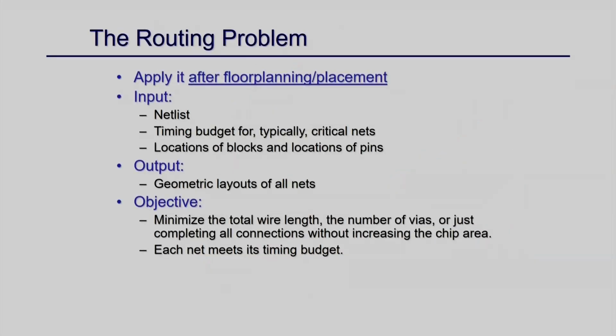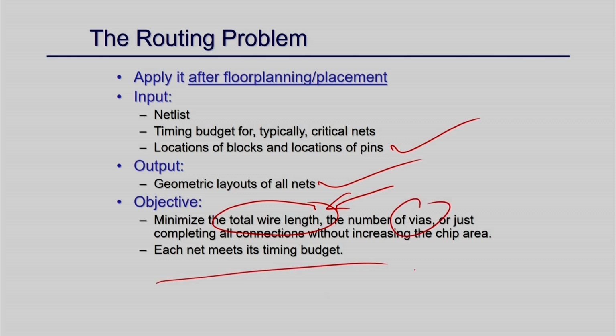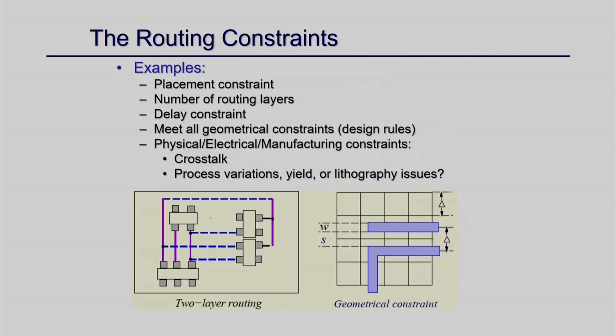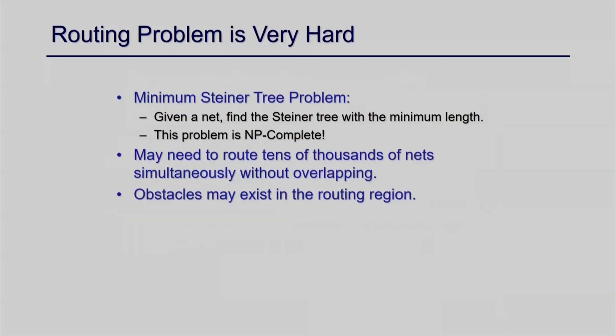So, the routing problem is that it comes after floor planning or placement. So, you have a netlist, that means each component's position, and the timing budget, that is, for each net it should meet this much timing, and the location of blocks or location of pins, and the output is the actual geometric layout of all the nets. Okay. And your objective is to minimize the total wire length, right, and also the number of vias, which I will discuss now, and also each net should meet its timing budget. So, that is the routing problem.